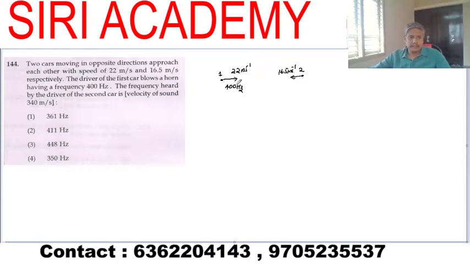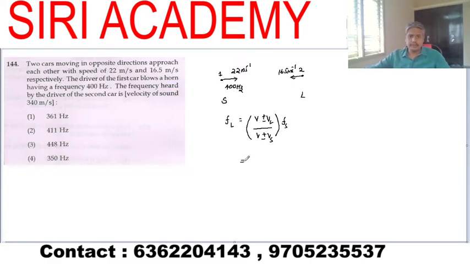The frequency heard by the driver of the second car is. So the frequency heard by the driver of the second car. The second car's driver is the listener and the source of sound is the first car, and the velocity of sound is 340 meter per second. So we know the apparent frequency heard by the listener is given by (V plus or minus VL) by (V plus or minus Vs) into frequency of the source.